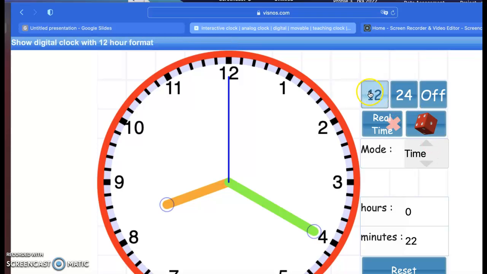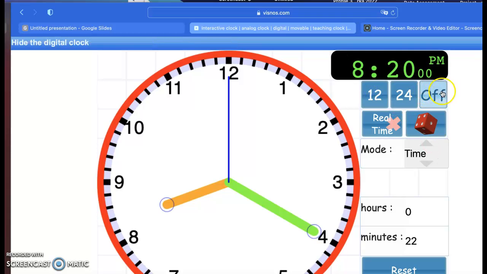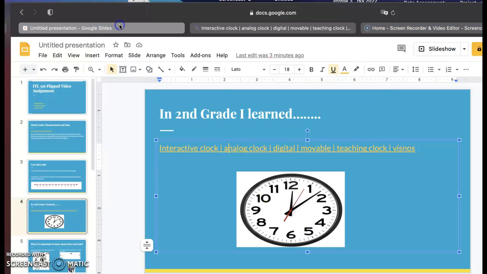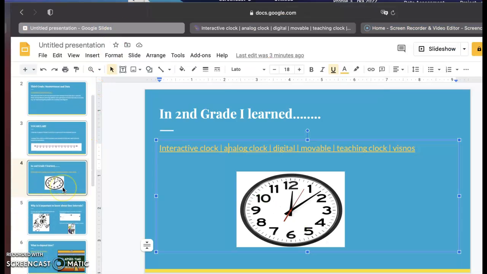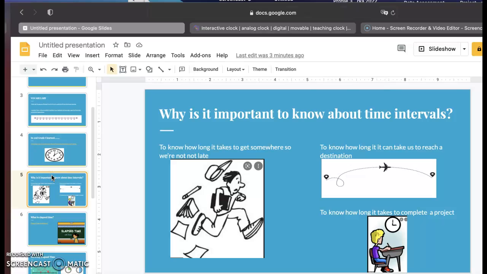Okay, guys, you got it? Okay, so what time is it? Yep, that's 8:20. So that was a little bit of a refresher. That's what we learned in second grade. So now we are going to introduce the rest.